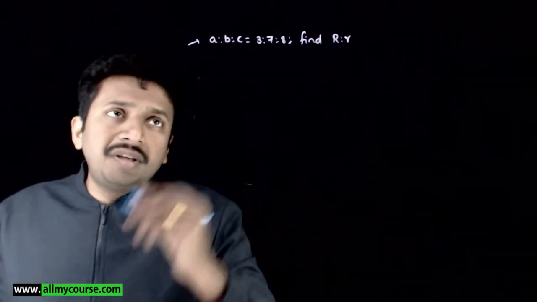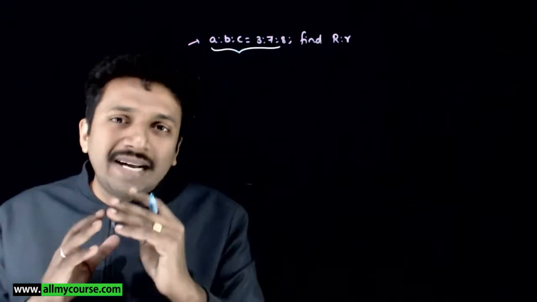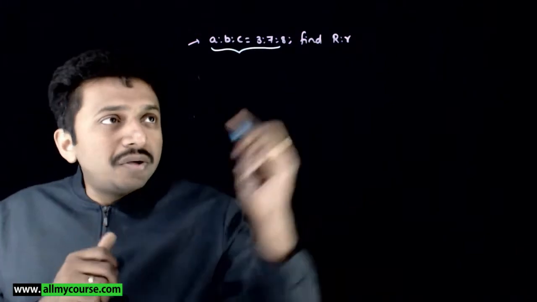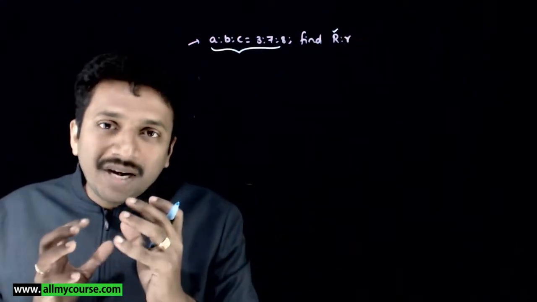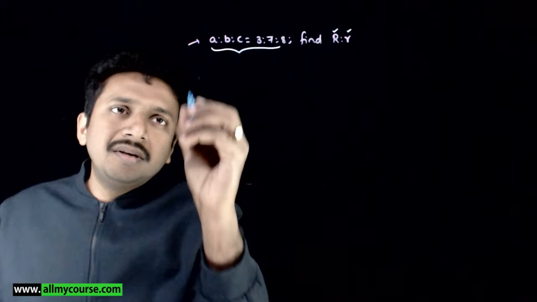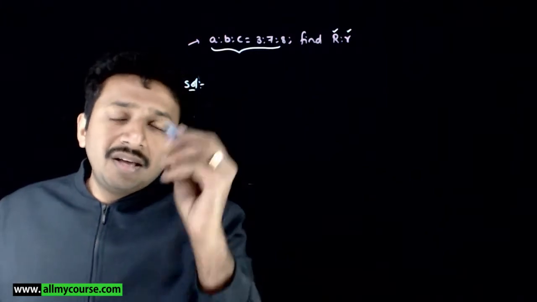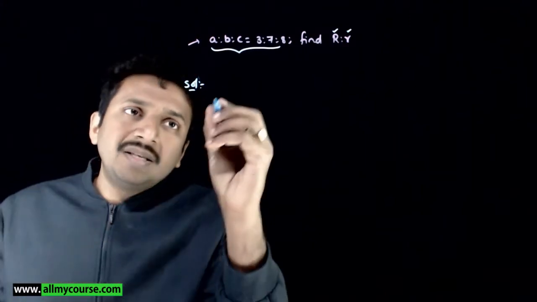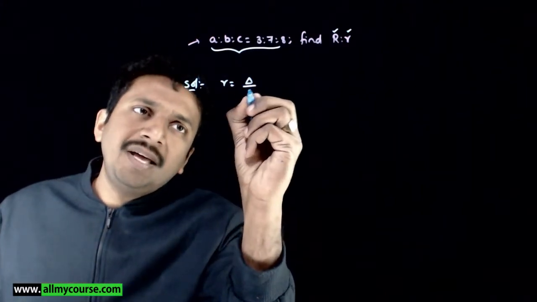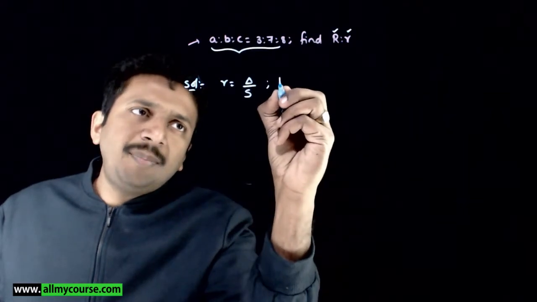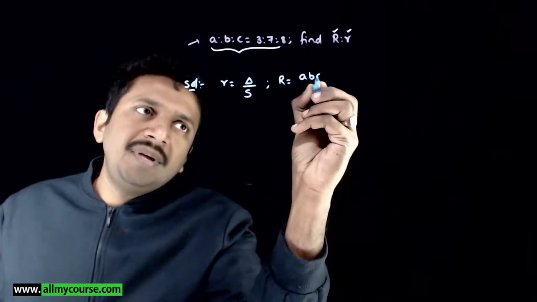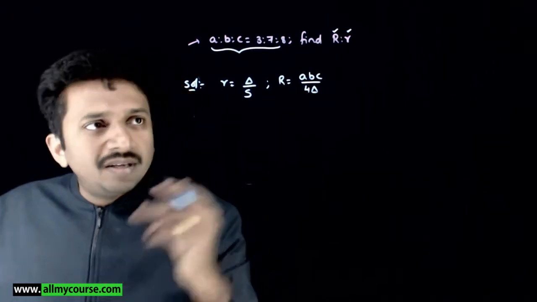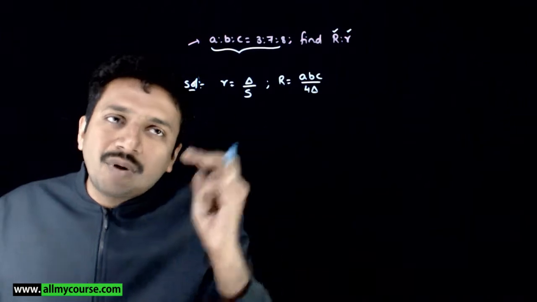So in this question, you're given that the ratio of the sides of a triangle is 3:7:8. If that is so, you're asked to find the ratio of circumradius to inradius. So how do we do this? We know the basic formulas for capital R and small r in terms of a, b, c. Small r is equal to delta by S, and capital R can be written as abc by 4 delta, because delta is equal to abc by 4 capital R.